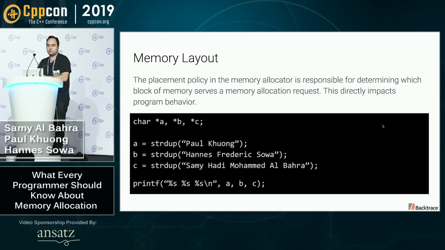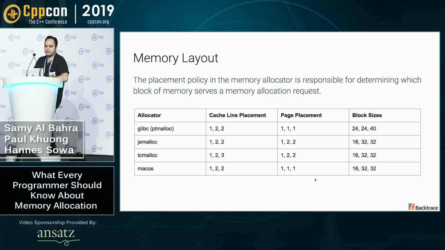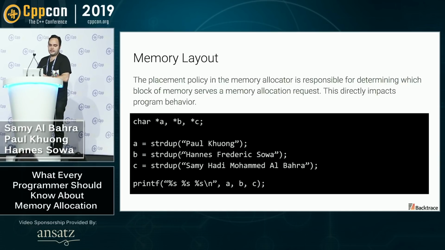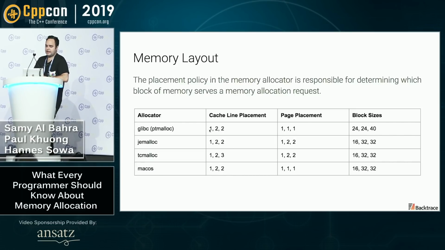We have a very simple program here, pretty bare bones, where we allocate space for 3 strings and then print them using printf. And you can see within popular allocators today, there's a good amount of variance. So you have A, which is Paul, B, Hannes, C, me. And you could see that the different allocators will place these on different cache lines, different pages, et cetera, et cetera. And as you'll see later in the presentation, this actually can have significant implications for real-world workloads.